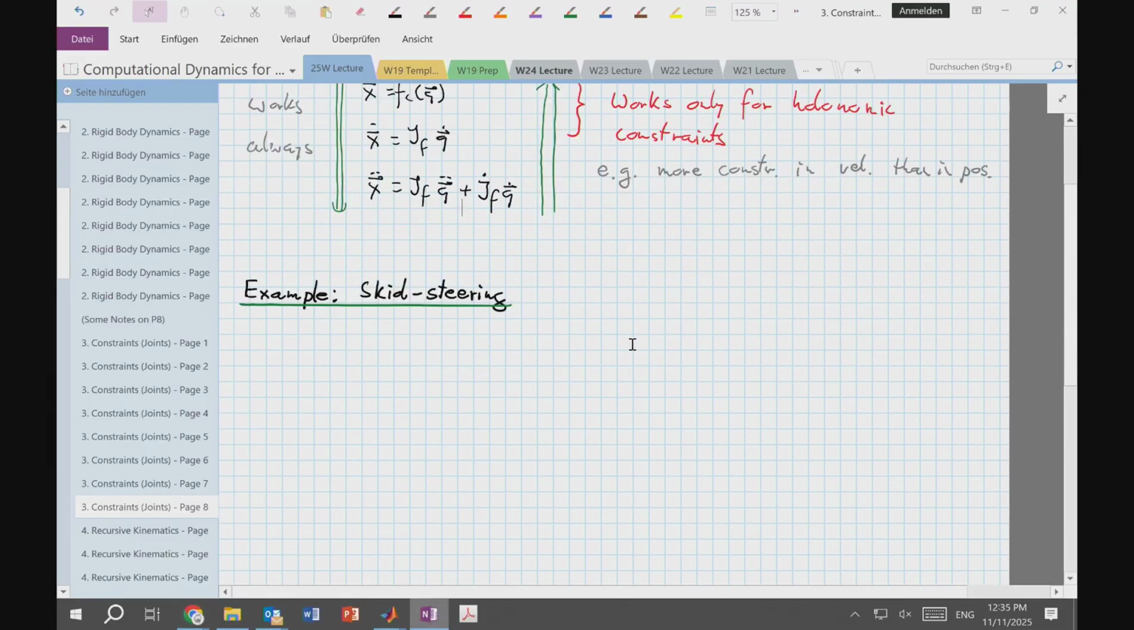Skid steering. Here's my little bobcat. Top view. 2 wheels on each side. And I can do 2 things, right? I can have them run in the same direction, and this guy will drive forward or backwards. Or I can drive them in opposite directions, and I will turn on the spot. And then I can do any combinations to drive in smaller or larger circles.